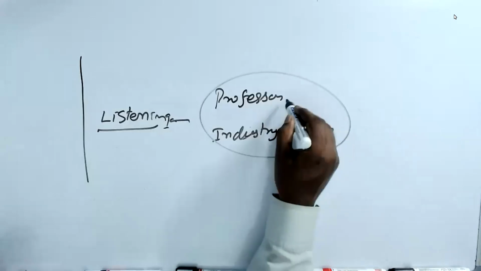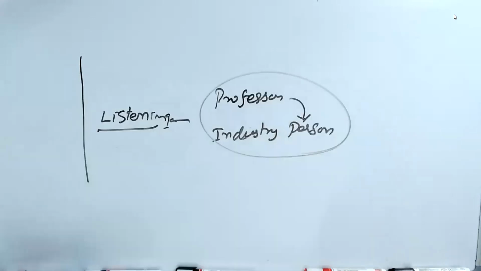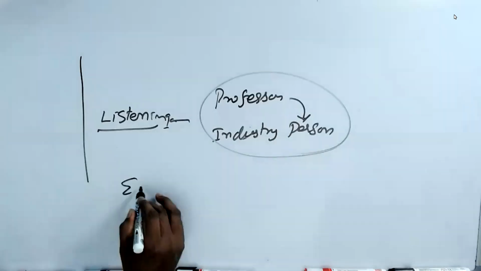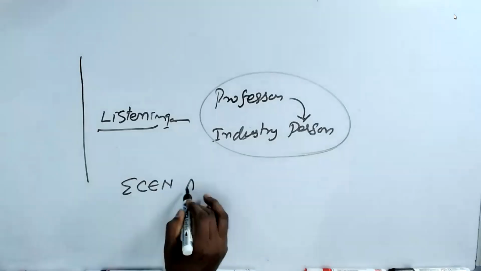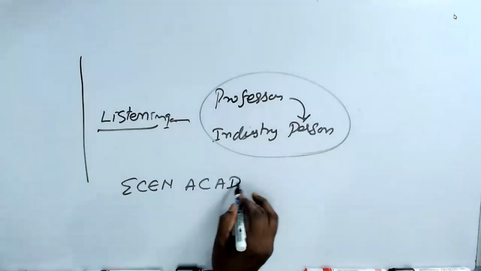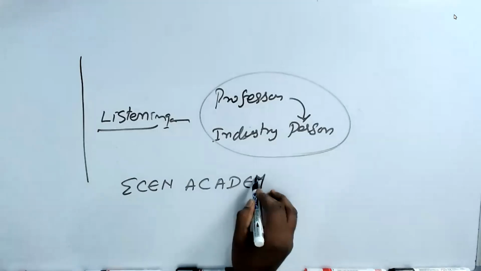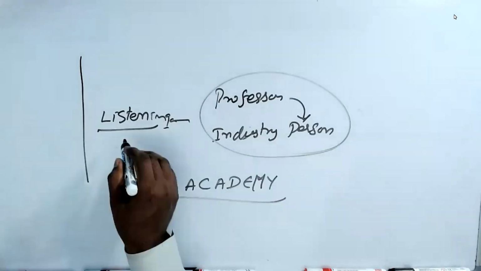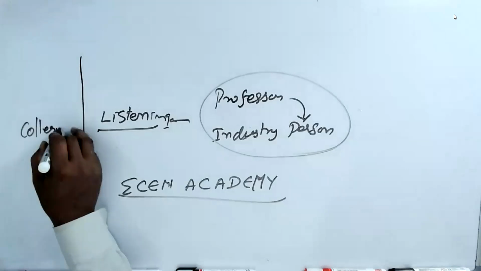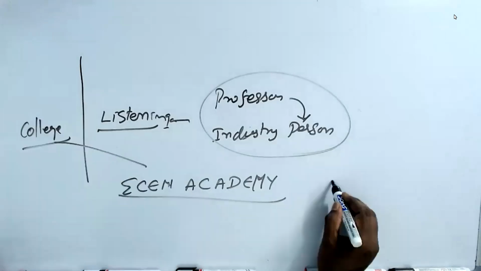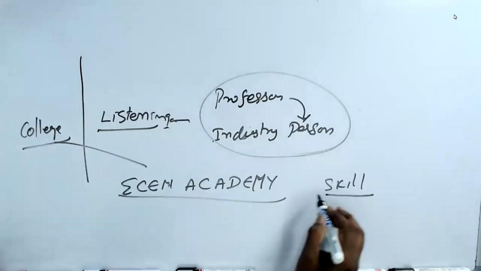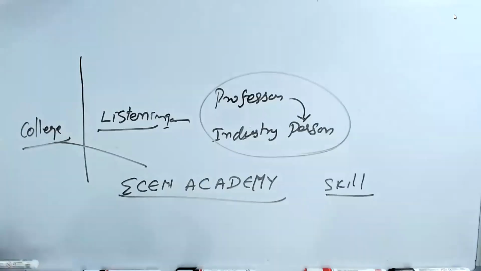What the Eastern Academy's advantage over the college is building a skill. Am I right? That's why you have joined here. You have joined with me, and I also promised you that I will give you a skill. Not the knowledge. Knowledge is sufficient.